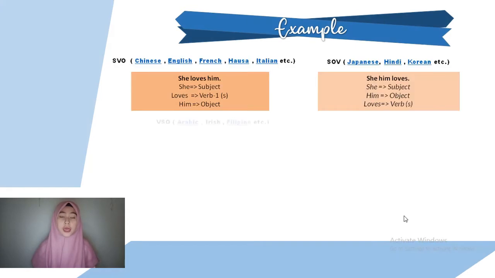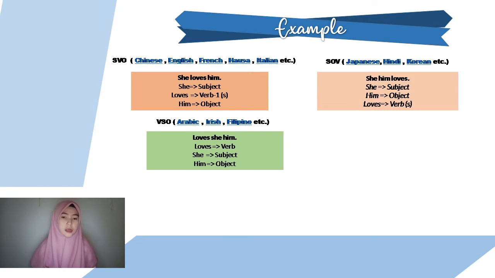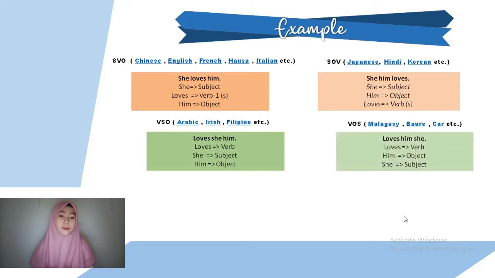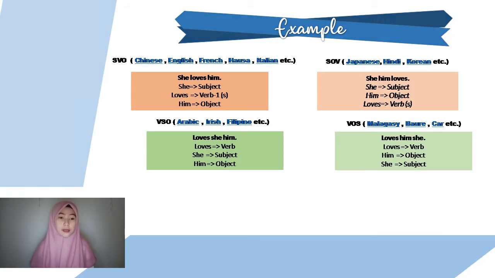And next, VSO is used in Arabic, Irish, and Filipino. For example, loves, she, him. Loves is verb, she is subject, and him is object. And next, VOS is used in Malagasy. Loves, him, she. Loves is verb, him is object, she is subject.